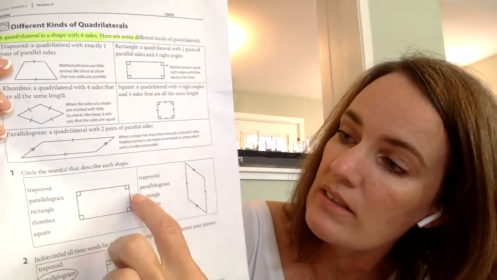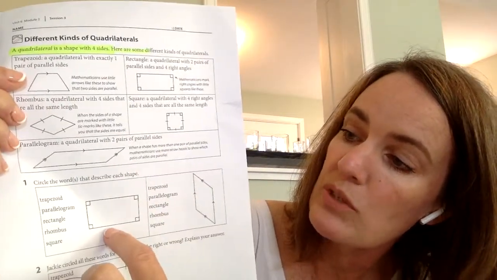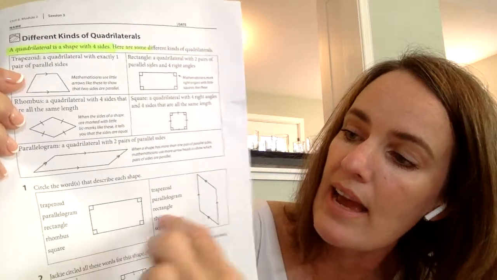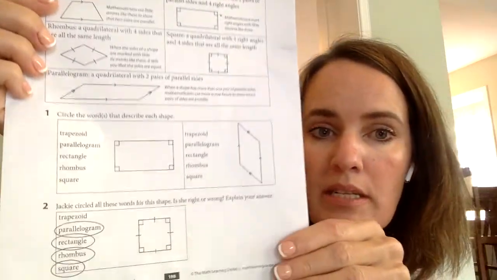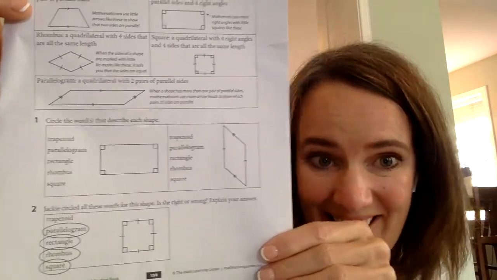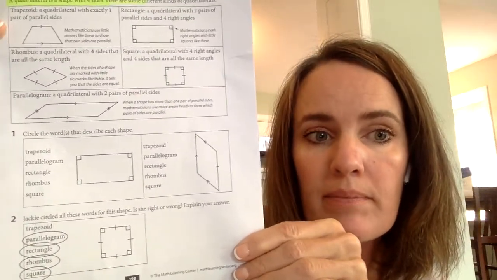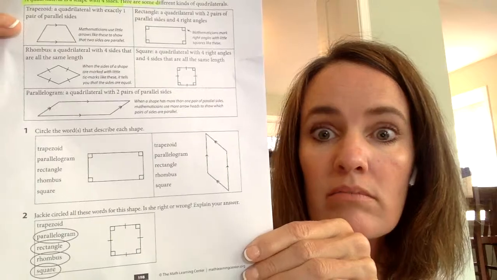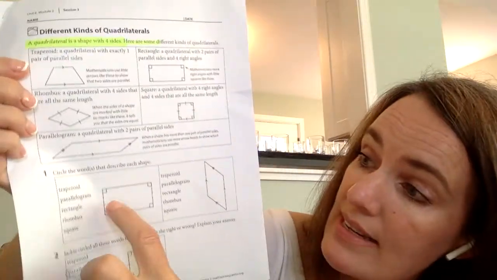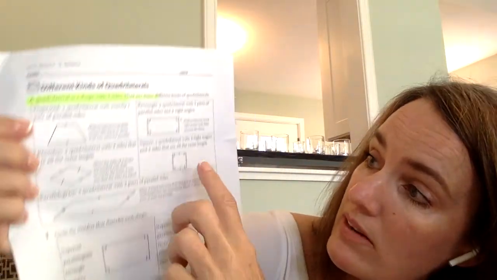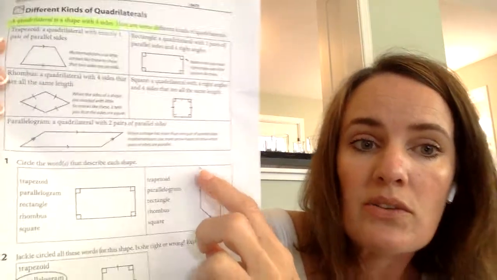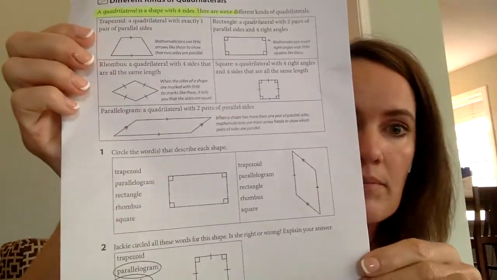Are there 2 pairs of parallel sides? Do these sides, these lines, remain the same distance apart? Yes. So this would be a parallelogram. It has 2 pairs of parallel sides. Is it a rectangle? Yes. It has 90-degree angles. These little squares tell us that it's 90-degree angles. So yes, I'm going to circle that, definitely.